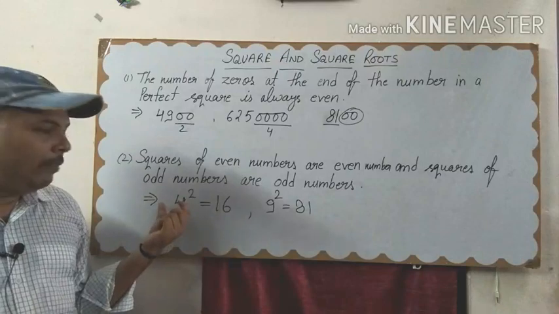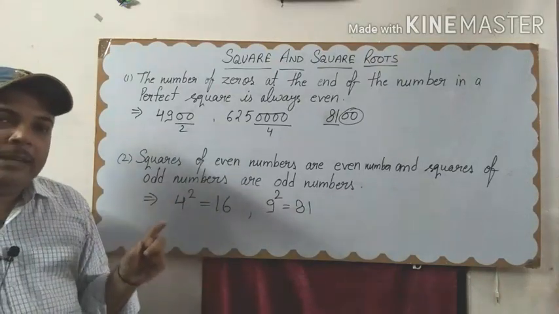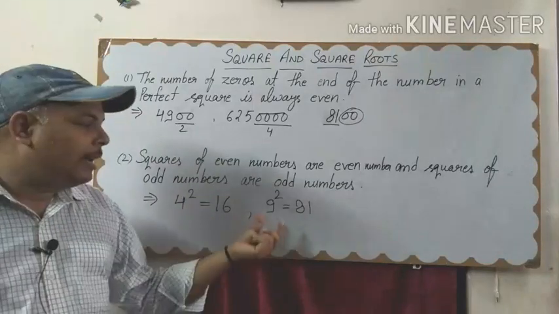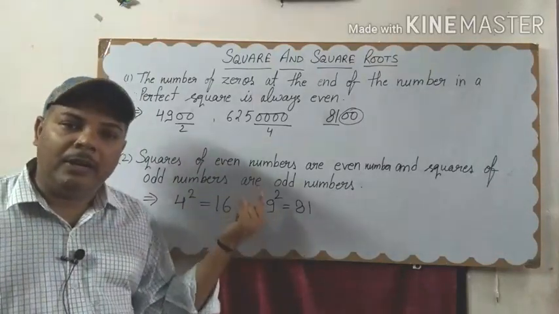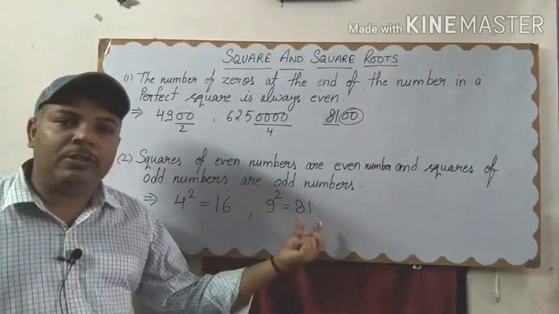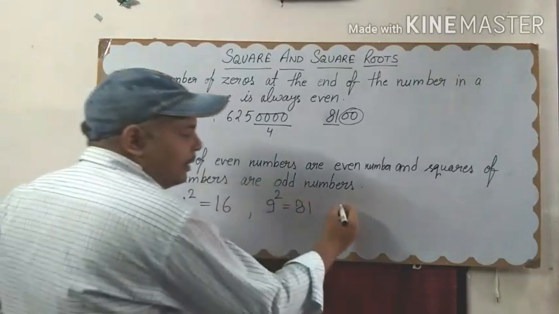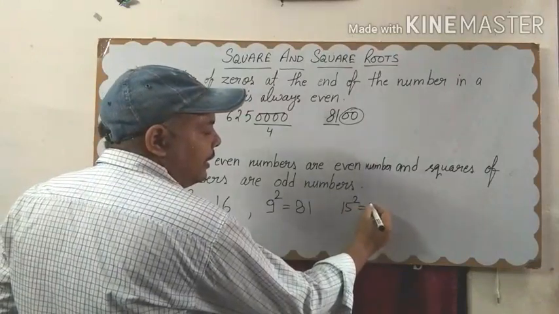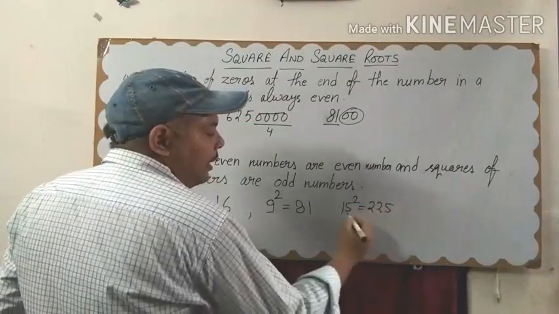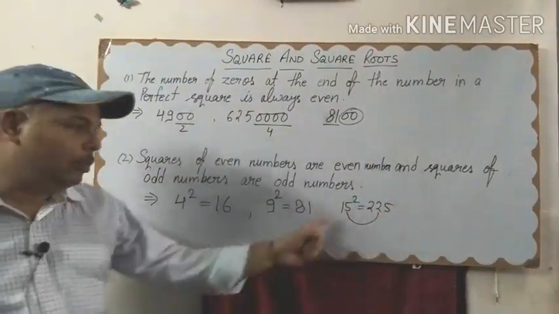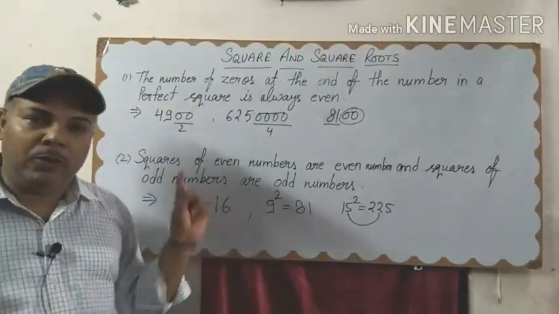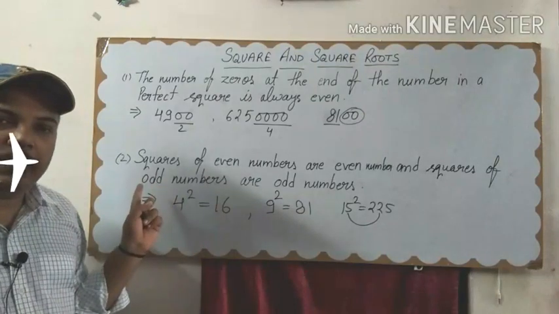So means whenever you square an even number, the result will be even. If we square an odd number, the result will also be odd. Let's take another example. 15 square. We know that the square of 15 is 225 and both are odd. Here both are odd, here both are even. I hope you understand this second property.